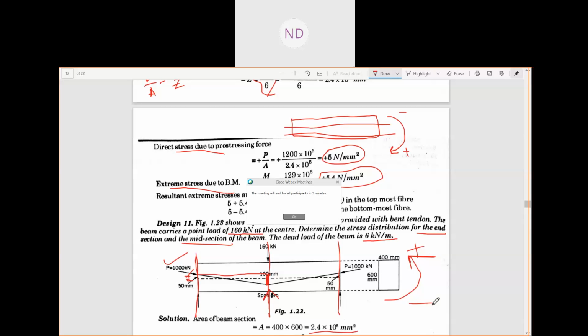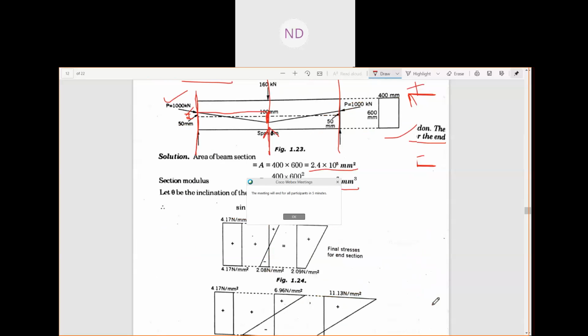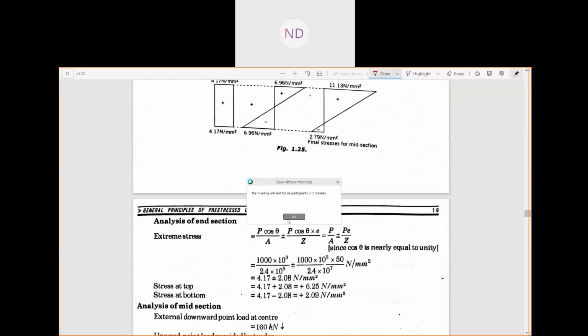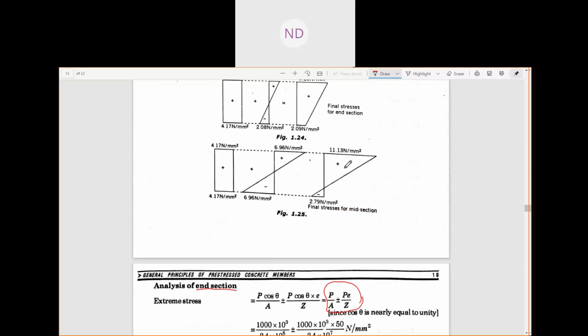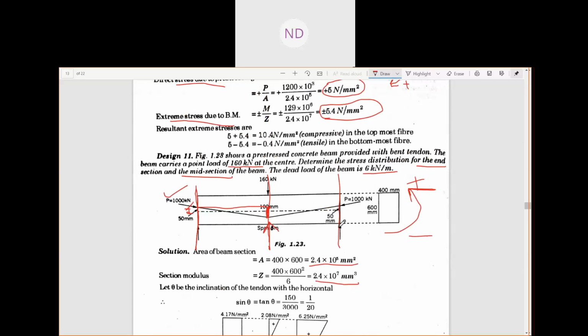So at the end section, I'll just show you how to solve this. At the end section, you know what the stresses are now? Since the moment is zero, at the end section we will not get any stress due to the bending moment, but we'll get a stress due to this eccentric moment, PE by Z, which is plus minus. And why it is plus minus, I told you, because the moment is now in this way, our CG is above the centroidal axis.